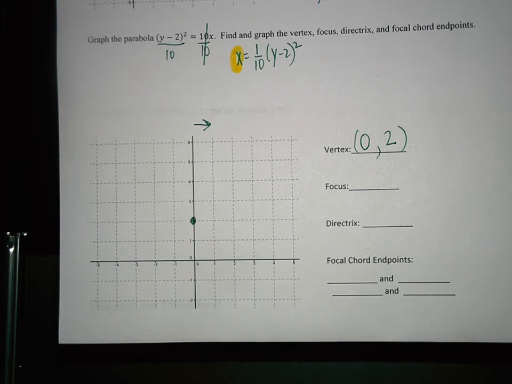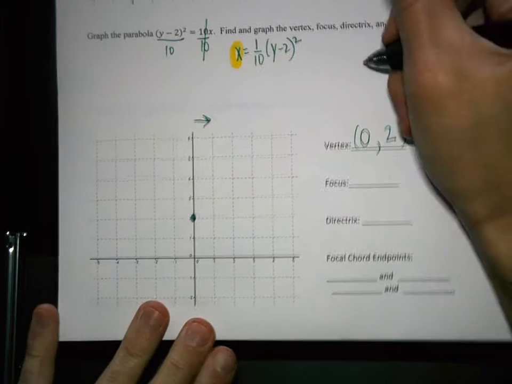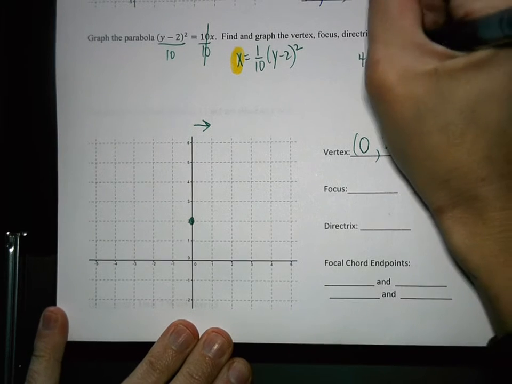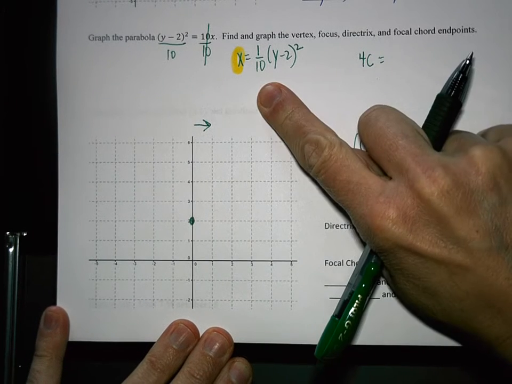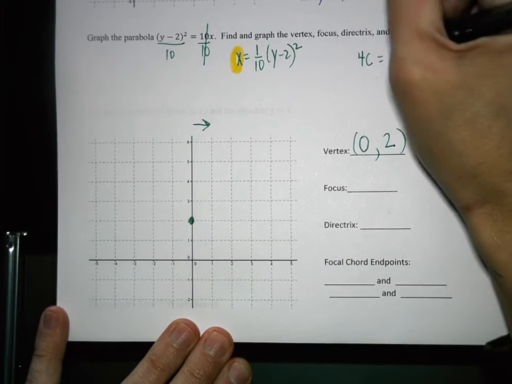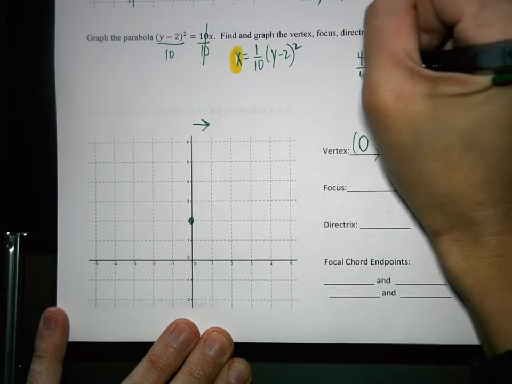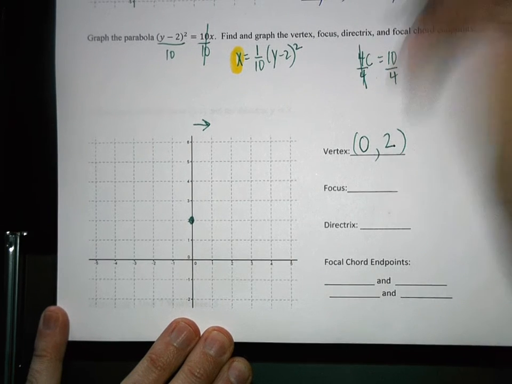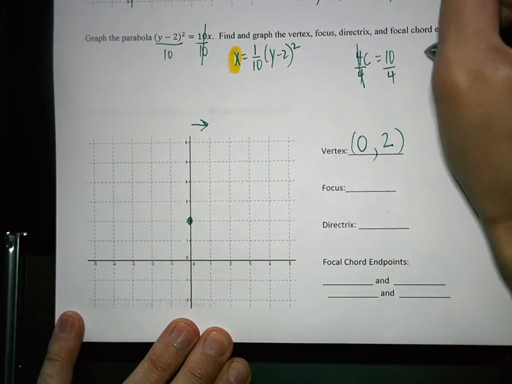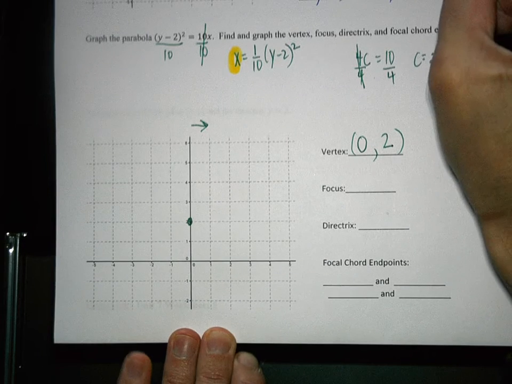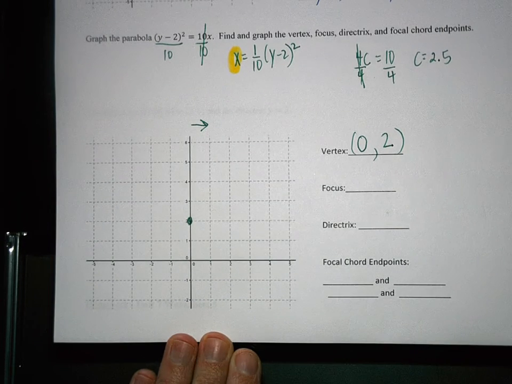Now to find our focus and directrix, we use our 4c equation. So 4c equals, and the reciprocal of 1/10 is 10. We divide by 4 to both sides. And 10 divided by 4 is 2.5.